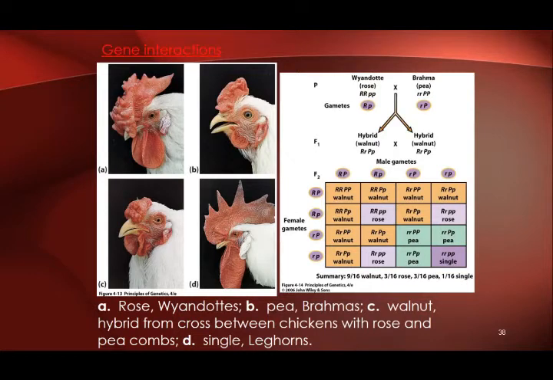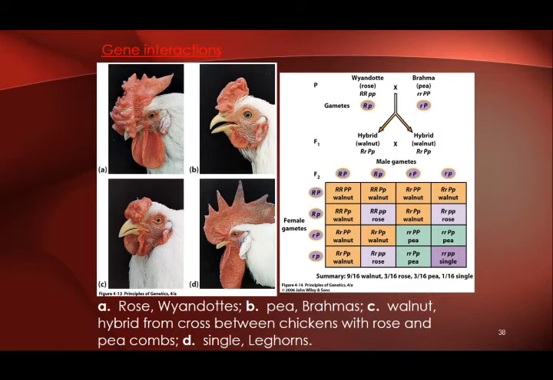Gene interactions. R and P are both genes that control a trait called the comb in roosters. In chickens in general, you have four types of combs. One is the rose comb, one is the pea, one is the walnut, and you have single leghorns. The distribution is not following Mendel at all. All of these genes create the comb, but the degree of expression is very different.